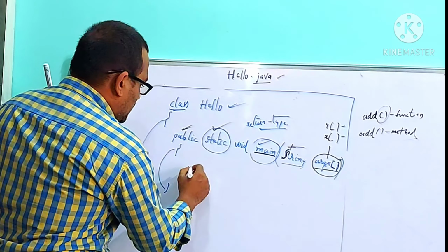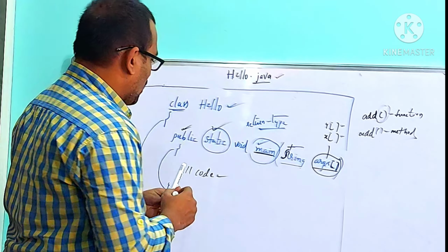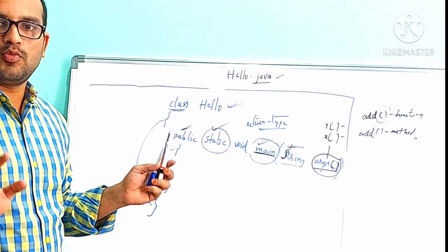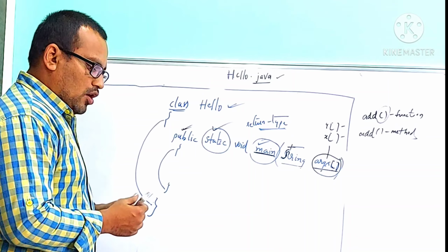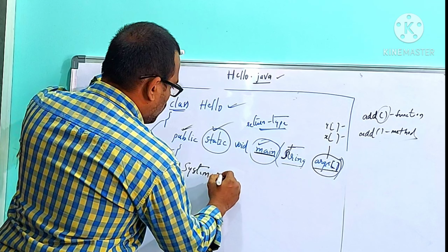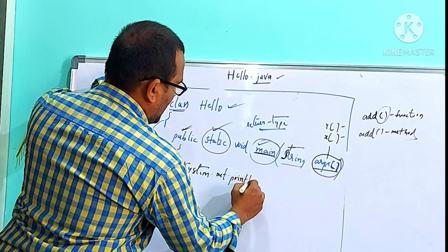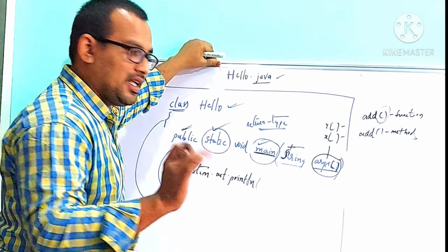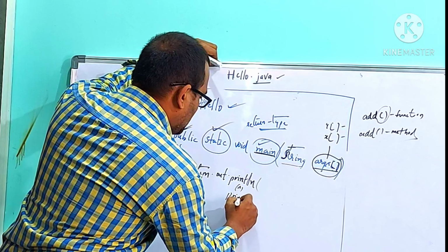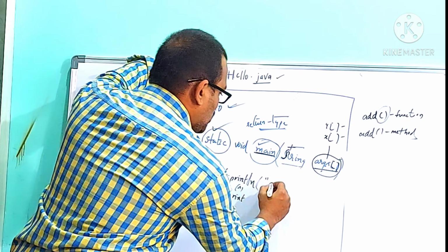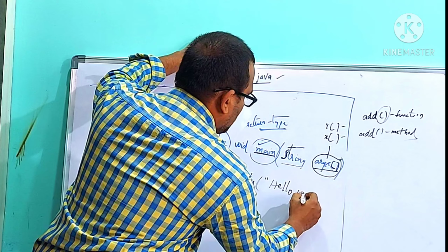So the entire code should be written inside the main method only. My program is to display some output, I want to print the message hello world. Whatever you want to print should be written like this: System.out.println or print. You can use print or println; the difference between print and println we will discuss. The message you are going to print, Hello world, should be inside double quotation marks.